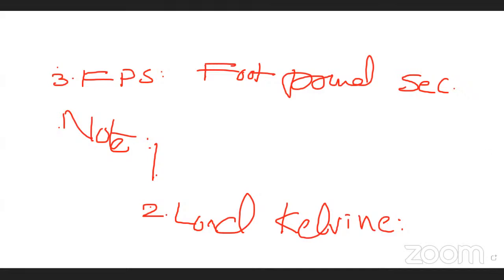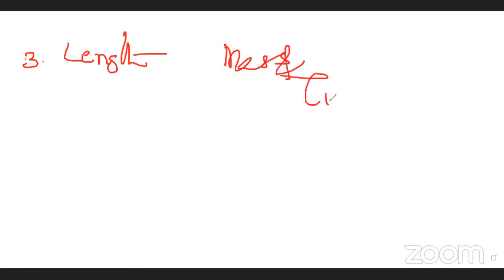Then the third one: what are the basic fundamental quantities? This question was given. We are going to learn about the third point. Basic fundamental quantities: length, mass, and time. These three are known as the basic fundamental quantities.